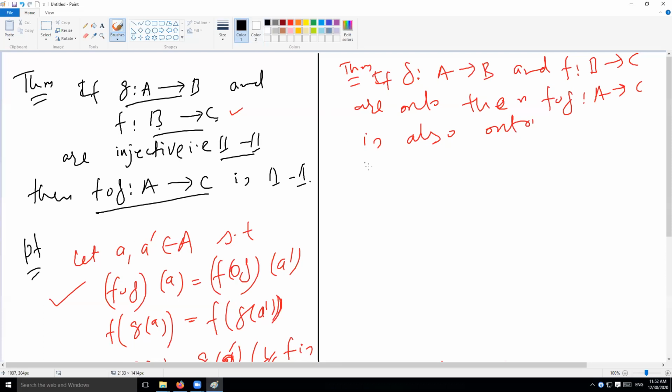So help me out in proving it. How should I prove it? I want to prove that F composition G is onto. So what should be my first step actually? What should I do in order to prove F composition G onto? Keep in view, let me recall the criteria to prove onto.